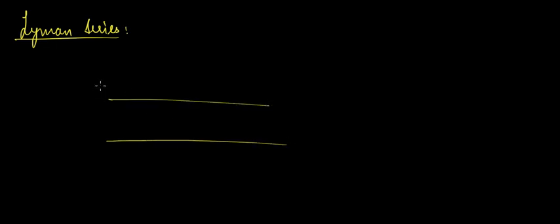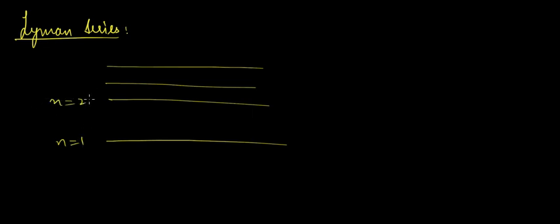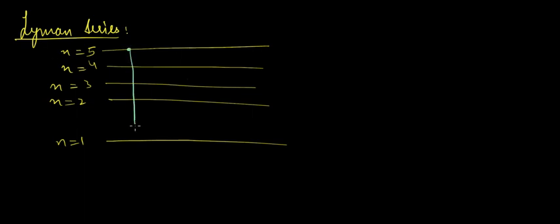Okay, hi guys, so let's start with our discussion on Lyman series. Lyman series is something like if we have orbitals like this, n equals to 1, 2, 3, 4 and 5 here. So from n equals to 5, electron comes to n equals to 1. From 4 it comes to n equals to 1, 3 to 1 and 2 to 1.